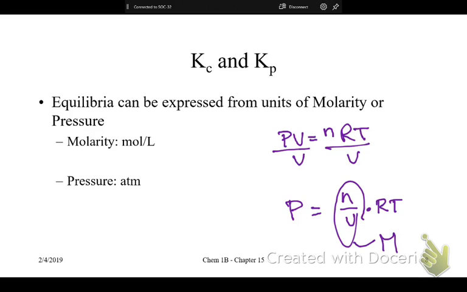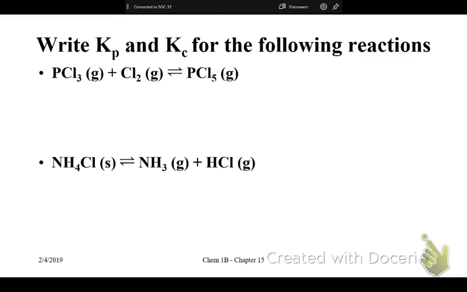Okay. All right, so you guys do these ones. And write them as Kp and Kc, because they can both be written as Kp and Kc. Give you like 30 seconds.